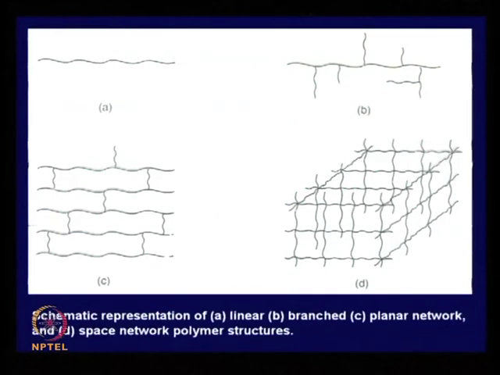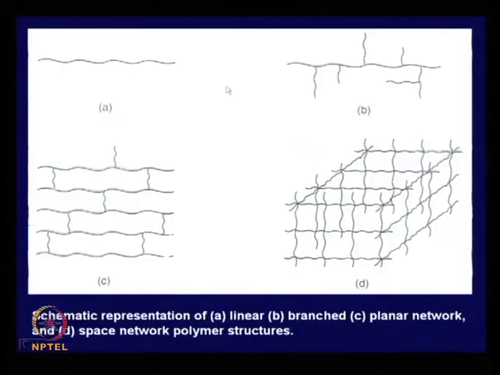This is a schematic representation: this is a linear polymer, this is a branched polymer, and branches can be of different types, long branch, short branch like this. C is a planar network structure configuration, and this is a 3-dimensional network polymer, known as space network polymer. Reinforced concrete is also a 3-dimensional network structure, although that is not a polymer, but the concept comes from there.